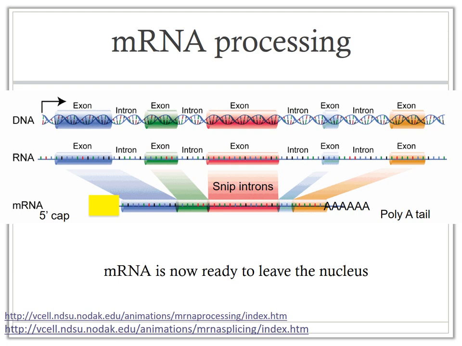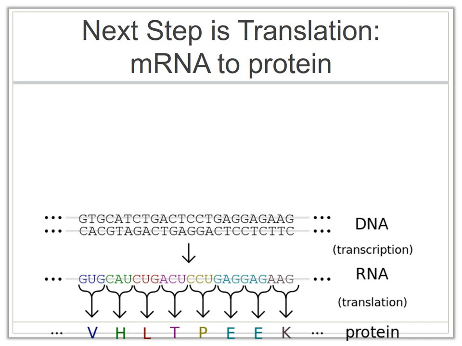So this is a sequence of a bunch of adenines. And so this kind of allows the molecule to have a certain end so that it can move in a certain direction out of the nucleus. So once the exons have been put together and a 5' cap and a poly A tail are put on, this messenger RNA molecule is now ready to leave the nucleus. So now that this messenger RNA molecule is leaving the nucleus, we are finished with transcription.